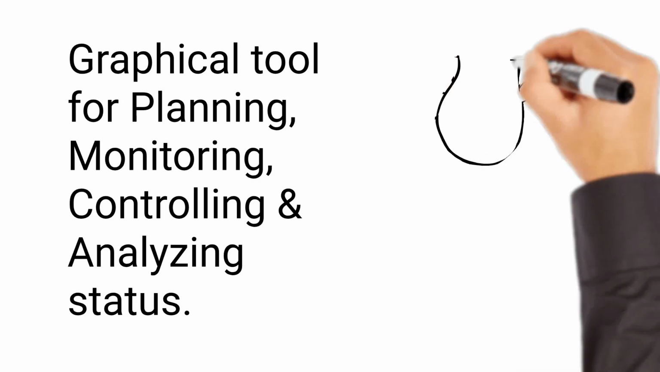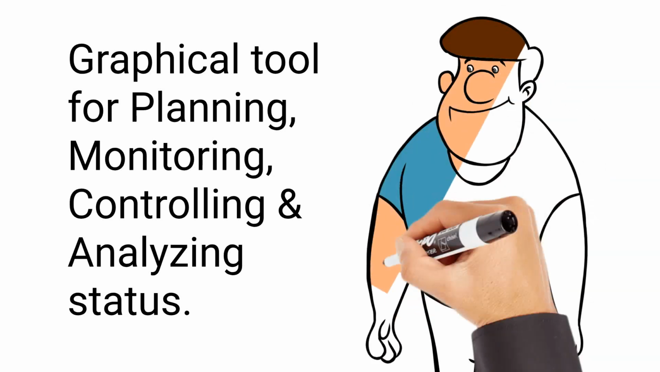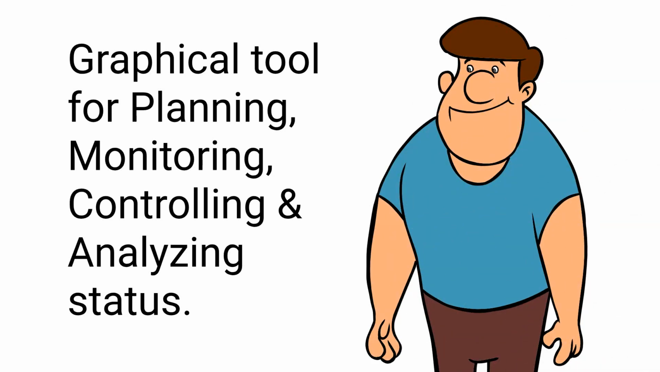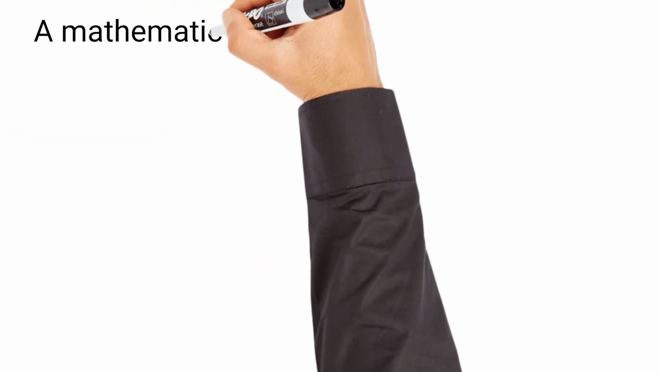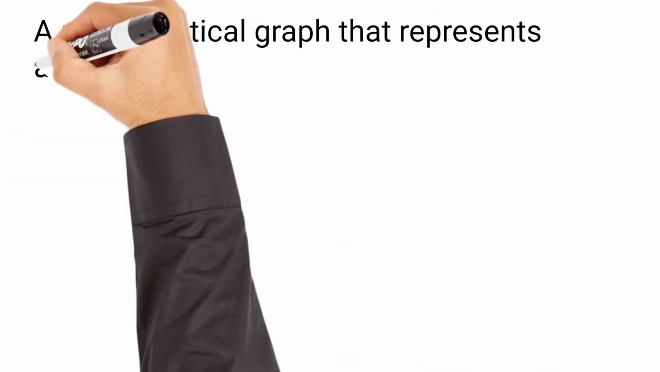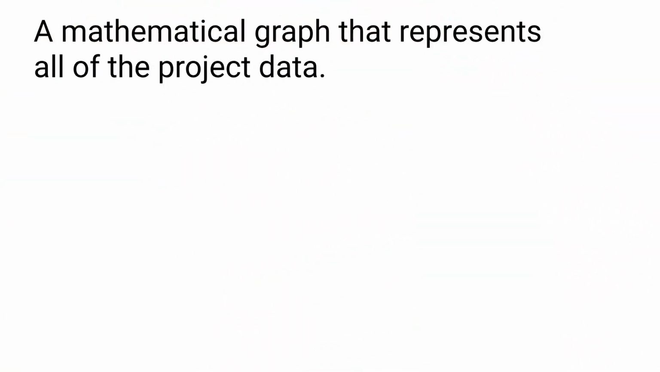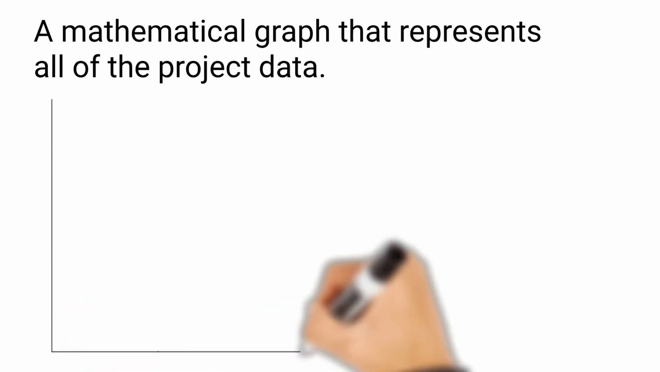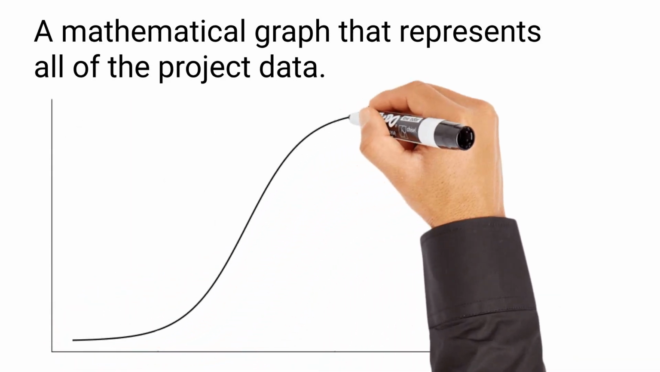They show the progress of work over time and form a historical record of project trends. So before diving into common uses of S-curves, let's first understand what is an S-curve. An S-curve is a mathematical graph that represents all of the data for a project. It's called an S-curve because of the graph's striking similarity to the 19th letter of the alphabet.